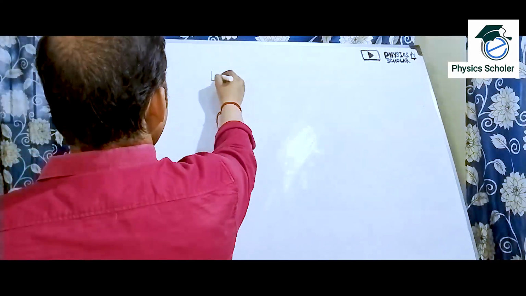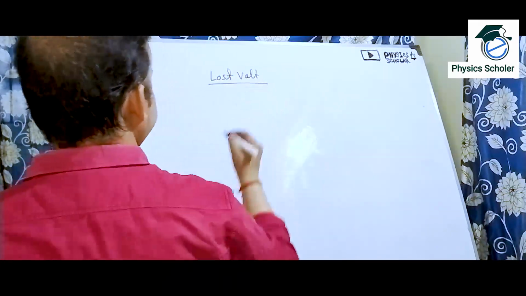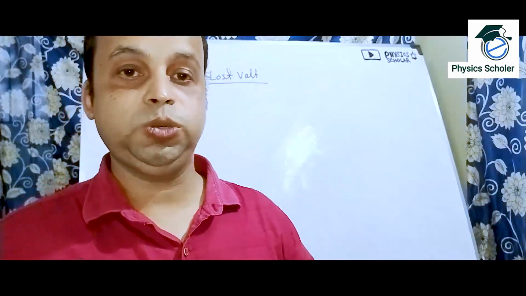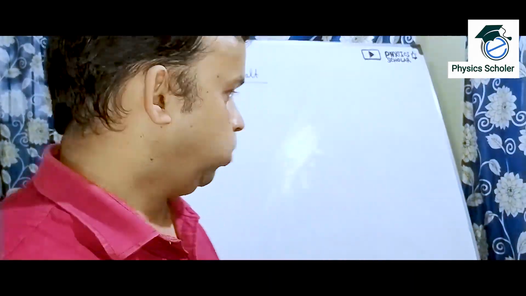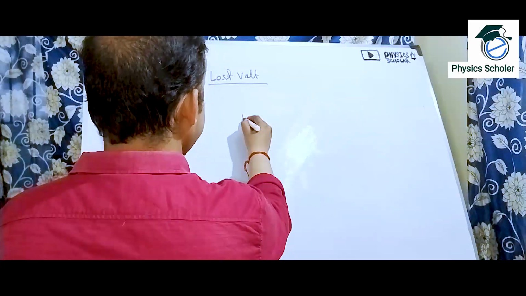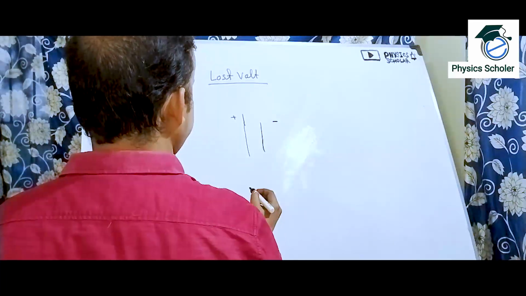what is known as lost volt? Lost volt in case of the battery. That is also a very important concept. What is known as lost volt? Clear? What we know is that suppose this is a battery. It is the positive electrode, it is the negative electrode.